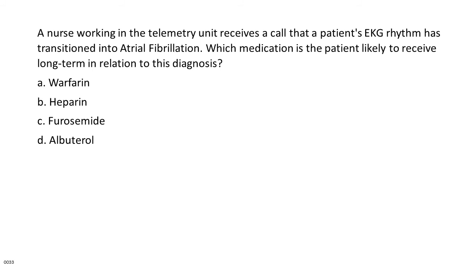A nurse working in the telemetry unit receives a call that a patient's EKG rhythm has transitioned into atrial fibrillation. Which medication is the patient likely to receive long-term in relation to this diagnosis? A. Warfarin. B. Heparin. C. Furosemide. D. Albuterol.